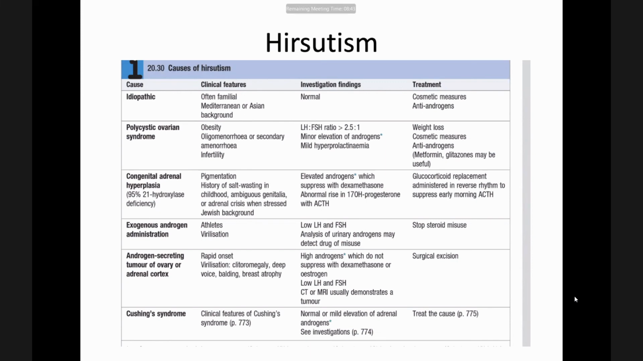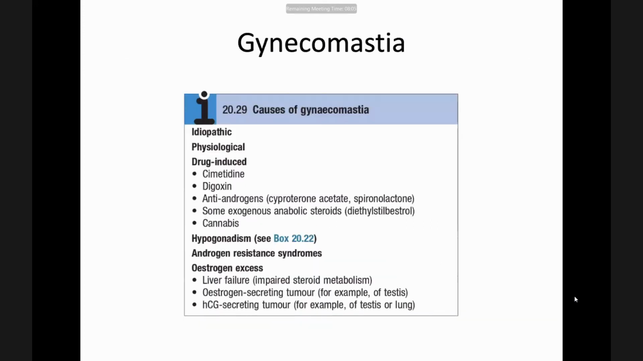So other diseases that are related to endocrinology, one is hirsutism, which I will not go through in detail, but just causes like idiopathic, familial, polycystic ovarian syndrome, congenital adrenal hyperplasia, exogenous androgen administration, androgen secreting tumor of the ovary or adrenal cortex, or Cushing syndrome. These are all causes of hirsutism. So you also need to know somewhat of how to evaluate or what the causes of hirsutism are, that is excess hair in females.